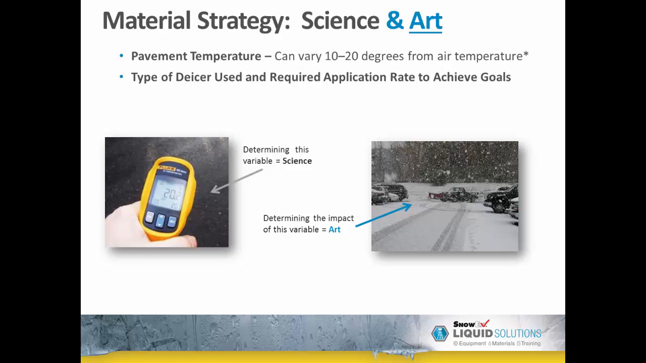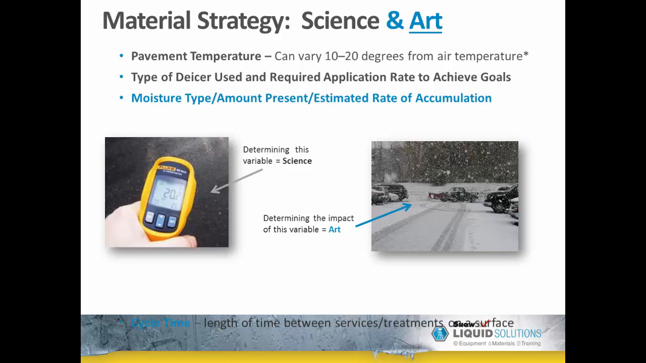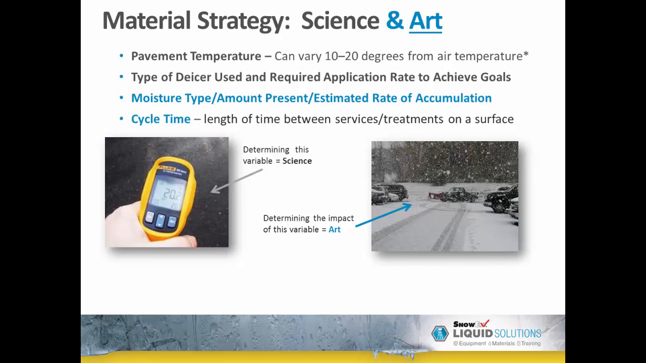If desired results are not achieved, it is not the de-icer's fault. The likelihood is that the assessment of other variables may have been in error. De-icer performance and pavement temperature are variables that can be determined by science. Next is moisture type, the amount present on the surface, and the anticipated rate of continued accumulation during ongoing operations. And lastly is cycle time, or the length of time until you will cycle back to service that site again.